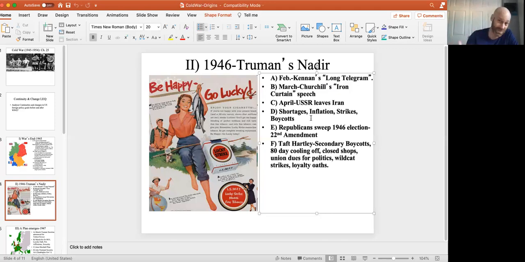Because they keep prices very low so everyone can buy it, but everything sells out in like 10 seconds. So everyone blamed Truman for this. The inflation, the strikes, and of course there was an incredible strike, one that was very disruptive in the summer of 46. The worst one of all was the railroad strike.